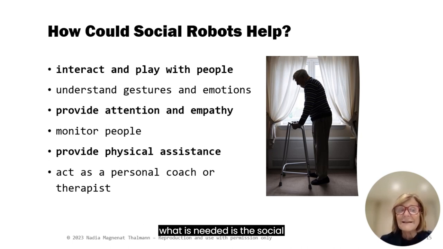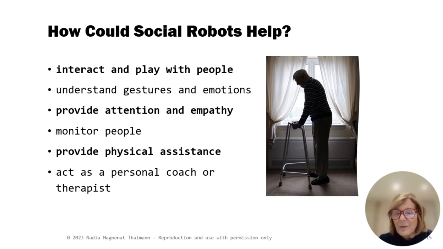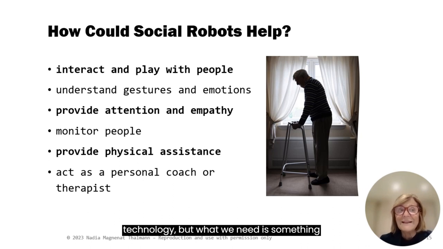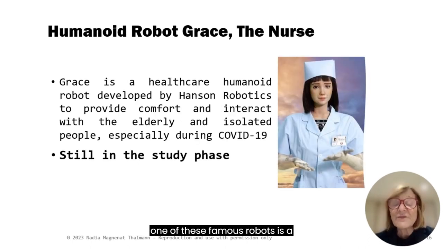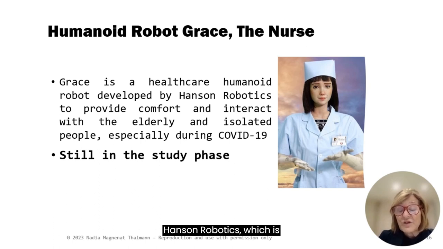So now what is needed is the social workers or the caretakers, who really know where a robot is inserted, and can say, maybe we don't need so much technology, but what we need is something very precise that will make the quality of life of the people better. One of these famous robots is the humanoid robot Grace, made by Hanson Robotics, which is a nurse. I had the pleasure to see her in Saudi Arabia and also last summer at the United Nations in Geneva. But to my knowledge, she was not deployed for many months in any place as a nurse. It's more a demo for now.